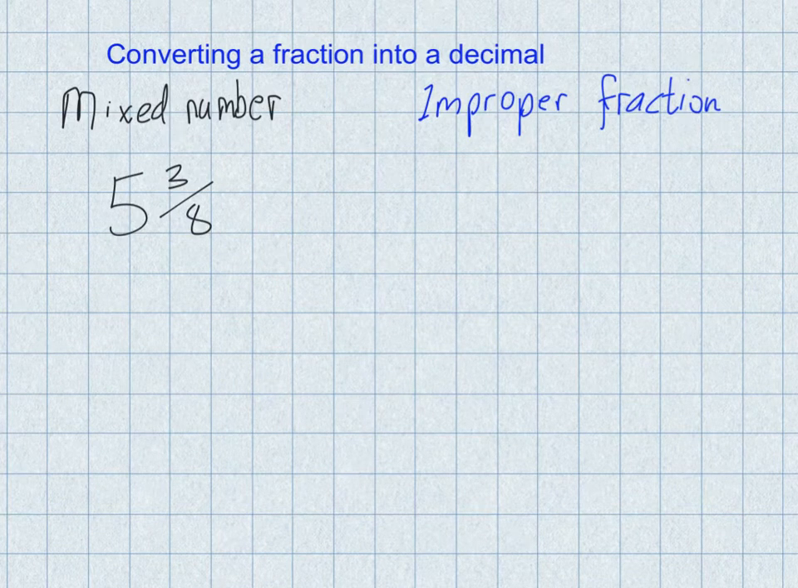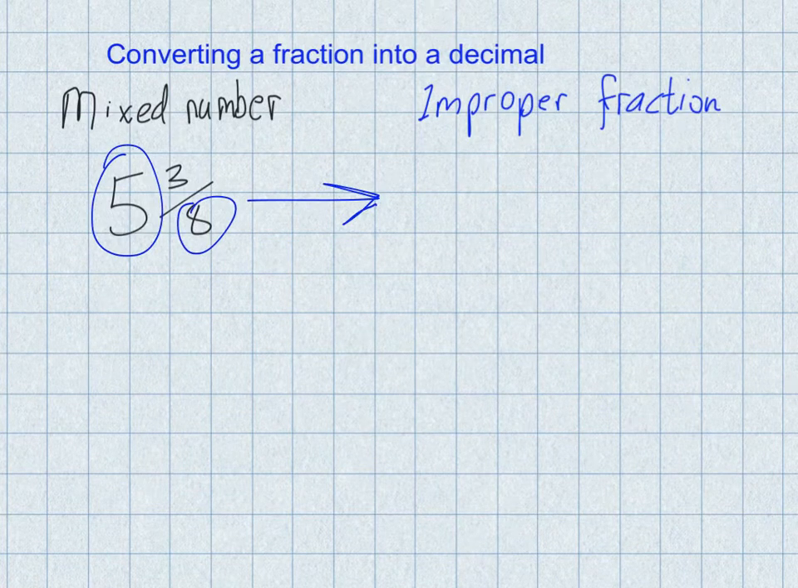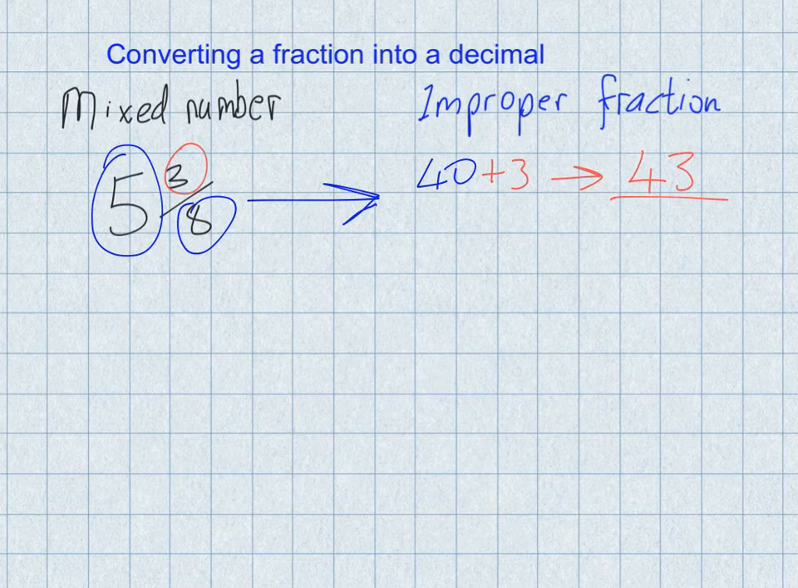Now we're going to look at converting a mixed number, which is also a fraction, into a decimal. But before I do that, I'm going to have to convert the mixed number to an improper fraction. Now the way I do that is I take the whole number, 5, and I times it by the denominator. Now 5 times 8 gives me 40. And lastly then I add on the numerator. 40 plus 3 gives me 43. And I write it as a fraction all over the original denominator, which was the 8. So it now becomes 43 over 8.